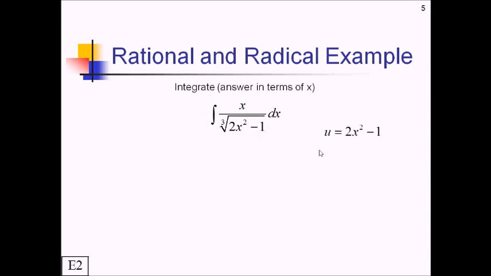All right, now pause the video and go ahead and finish this one on your own. All right, let's see if we came up with the same thing. Derivative of our u expression, we'll have du equals 4x dx. Dividing by 4x, we've got du over 4x. Substituting back over here, we're going to write the integral of x over cube root of u times du over 4x. And now the x's are going to cancel, so we have a du over 4.